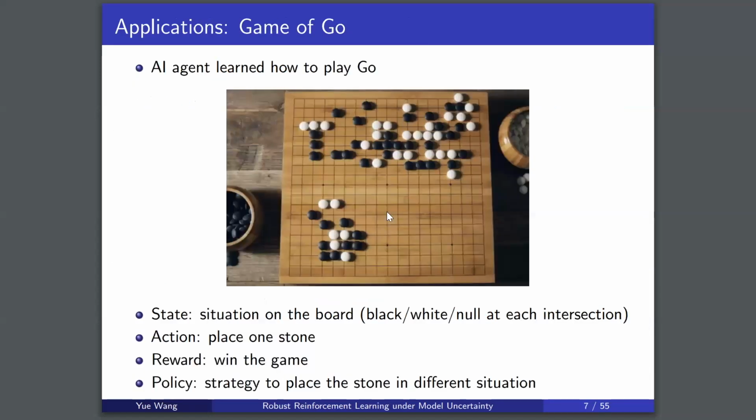Nowadays, reinforcement learning has found wide applications in many areas. The most famous one is AlphaGo, which beat the world champion in the game of Go. In this problem, the state is the situation on the board, whether each intersection is black, white, or empty. The action of the AI agent is to place a stone in a given situation, and the reward, of course, is to win the game. The AI agent aims to learn a policy, or strategy, to place stones at intersections under different situations and finally win the game.